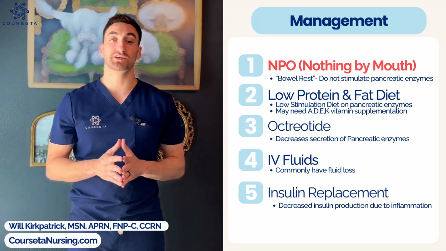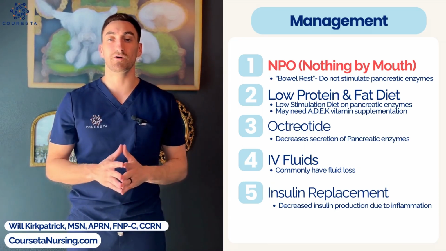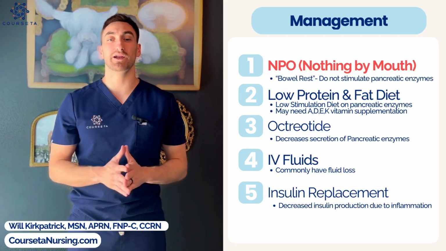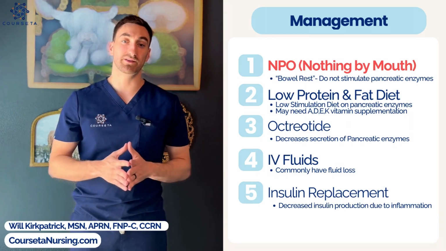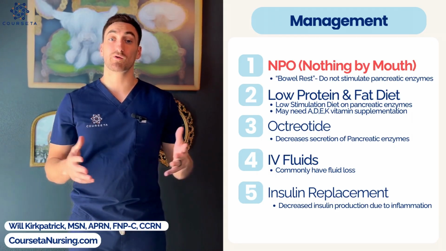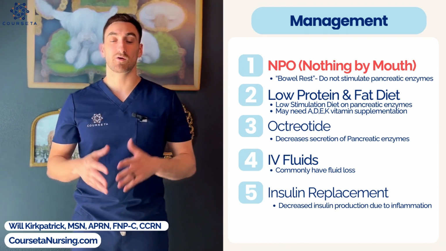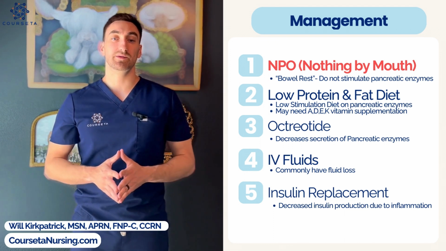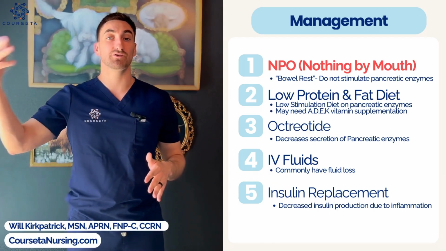So the first intervention is NPO. Nothing by mouth, nothing to stimulate the bowel. We need to make sure we're not putting anything in the body that could stimulate. Carbohydrates, proteins, or fats could stimulate those pancreatic enzymes to be released, so we need to make sure they're NPO. Of course, it really depends on the underlying cause. Whether it's cholecystitis or alcohol abuse, we need to make sure that we're treating the underlying cause. Once that is resolved, we can gradually introduce intake again.